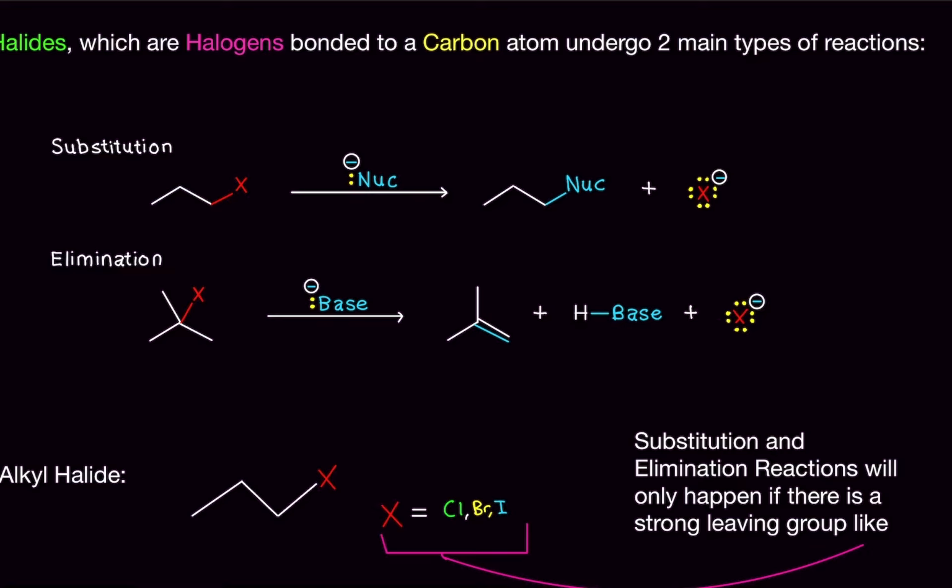Why do we use elimination reactions? Well, in organic chemistry, say your starting compound does not have a double bond, but the product that you want to make does have a double bond. This is why we use elimination reactions to make double bonds. Substitution reactions do not make double bonds.